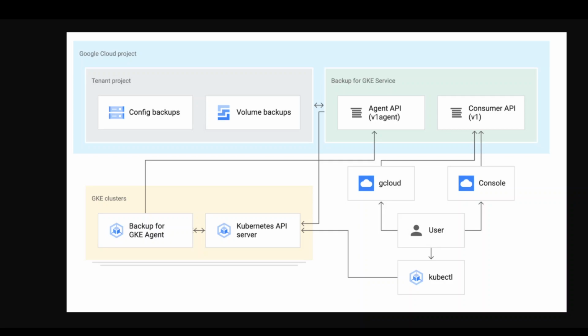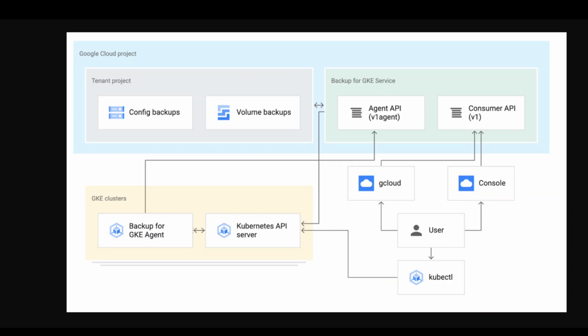Now, as you can see on your screen, Backup for GKE is composed of a control plane, which consists of a Google Cloud API and an agent that runs in every cluster targeted for backups and restore. With the help of this backup, you can save your config backups, which basically means that it captures a cluster state, or in other words, Kubernetes resource description. And then you can also do volume backups that correspond to your persistent volume claim, or PVC.